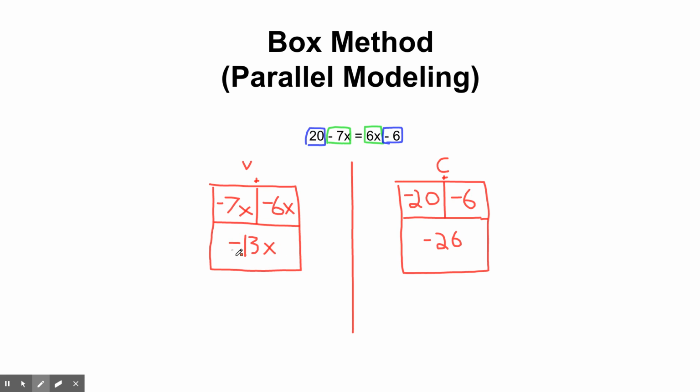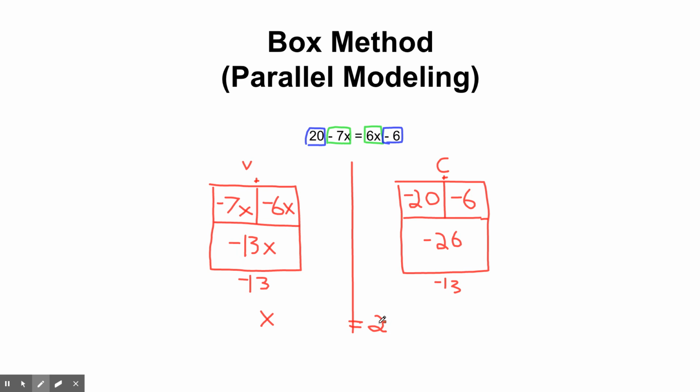To solve this, remember I now need to get rid of this coefficient. I need to get one of these x's all by itself. Right now it's being multiplied by negative 13, so all I'm going to do is divide by negative 13. Negative 13x divided by negative 13 leaves me with just an x, which is equal to negative 26 divided by negative 13, which gives me 2. So x is equal to 2.